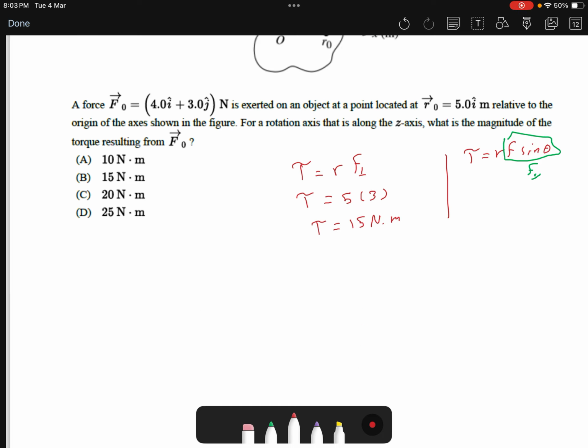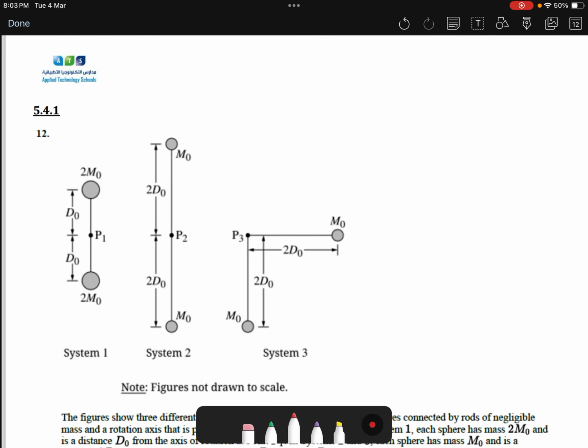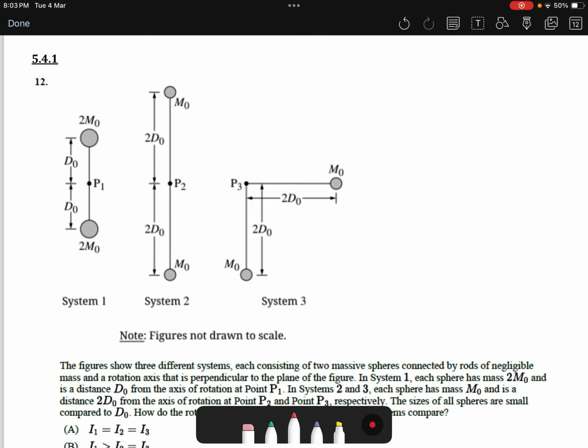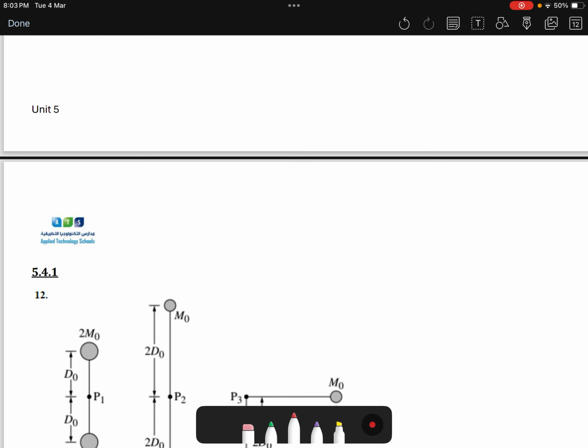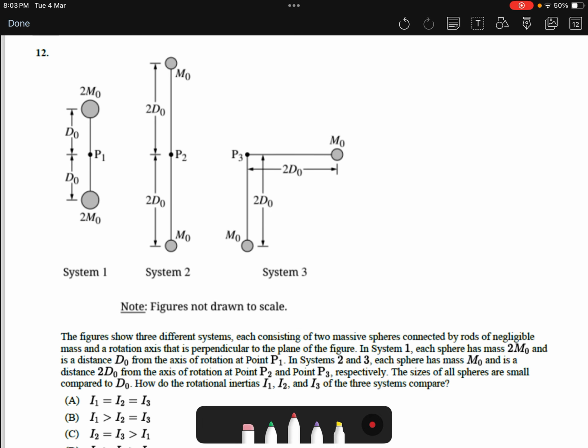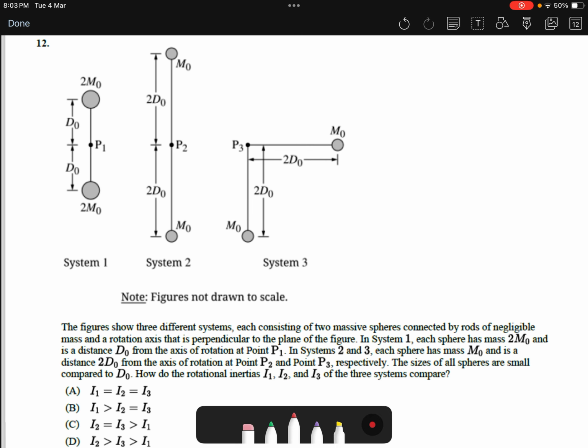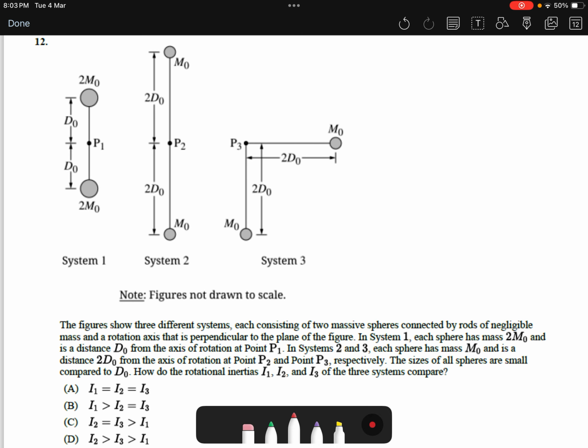Question 8. Question 12, I'm sorry. Next question, question 12, topic 4. Please read it. I'm giving you time to read this one. Now, we need to rank the rotational inertias for each situation.